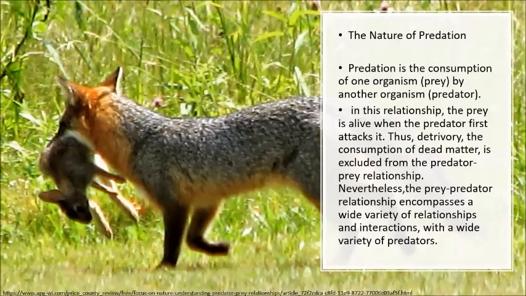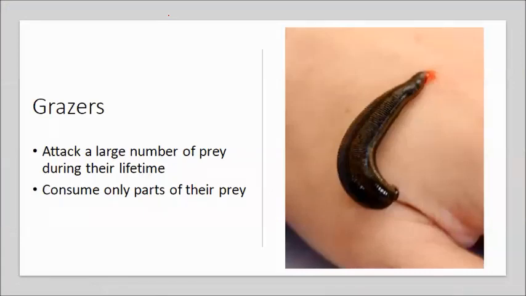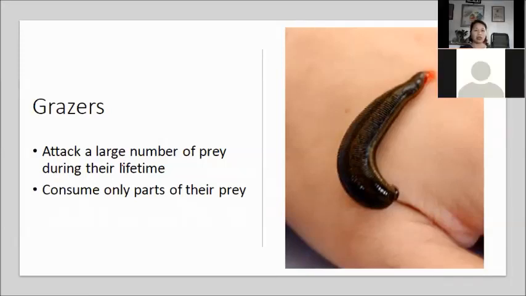And the most obvious classification is taxonomic. That is, carnivores consume animals, herbivores consume plants, omnivores consume both plants and animals. Okay, so next we have the grazers. These attack a large number of prey during their lifetime, but consume only parts of their prey.